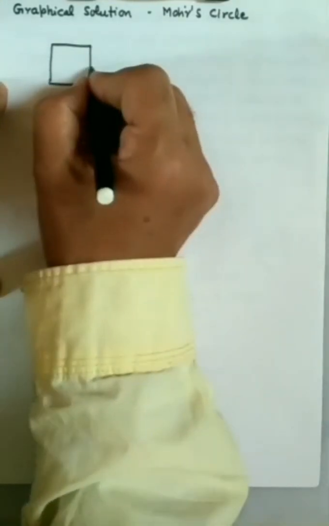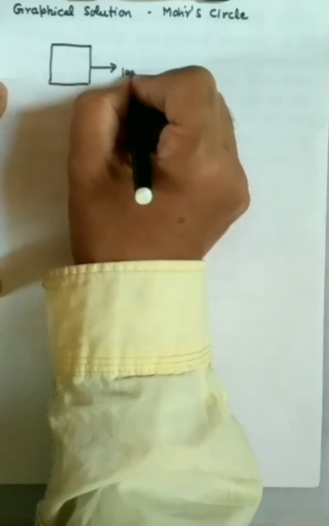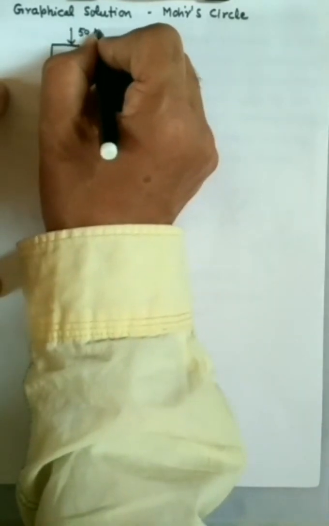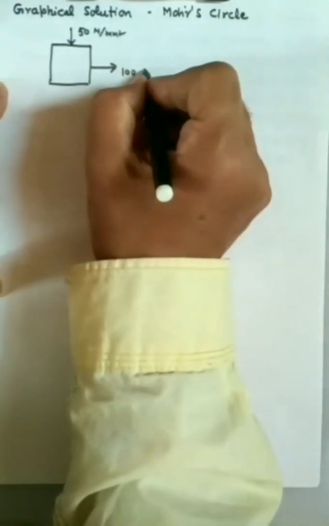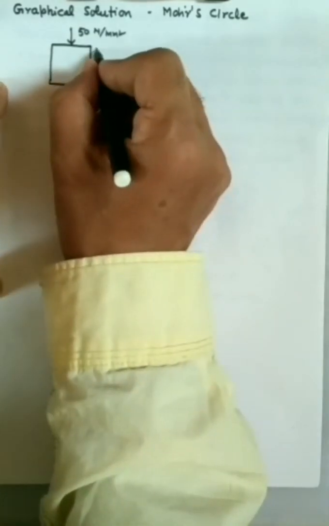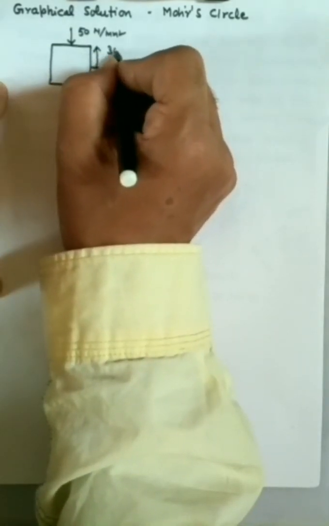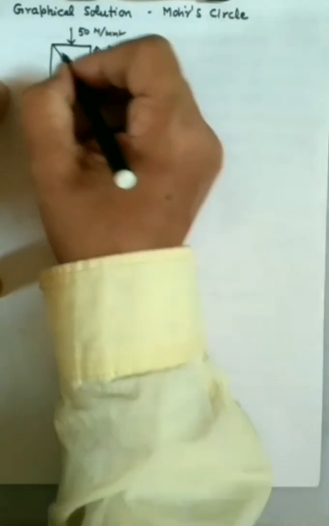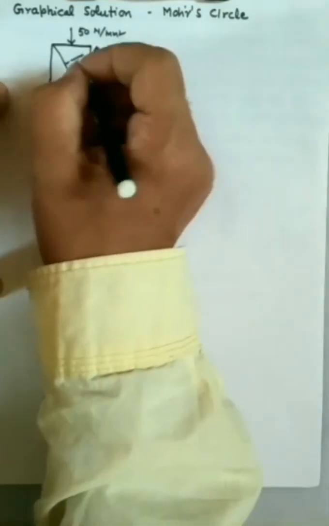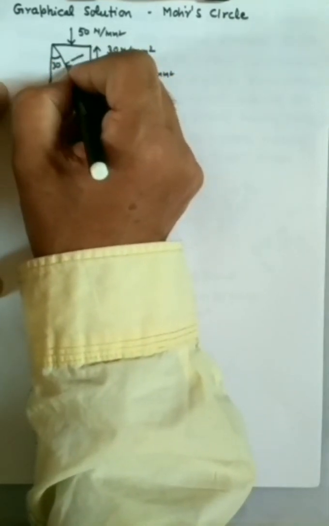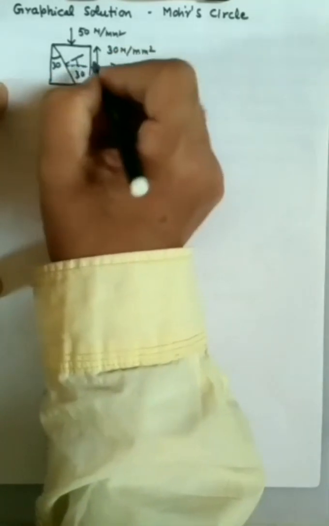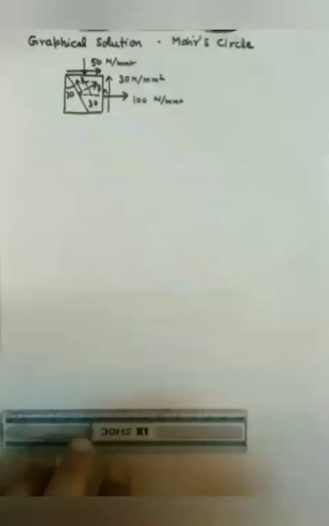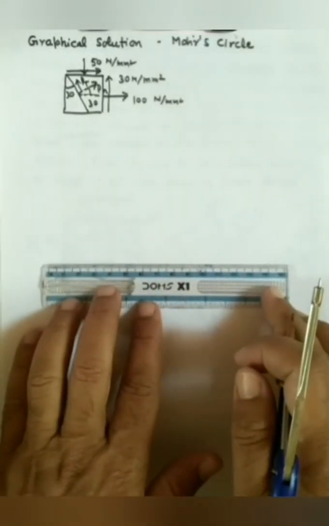So let us recall the stress condition of the element. P1, that is 100 Newton per mm square. P2 is minus 50 Newton per mm square since it is compressive. And shear stress of 30 Newton per mm square in the direction shown. Plane is inclined at 30 degree. We have to find Pn and Pt acting on the plane. The normal Pn is at 30 degree from the x-axis.